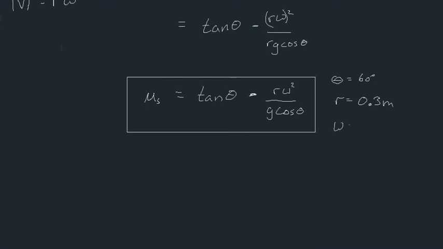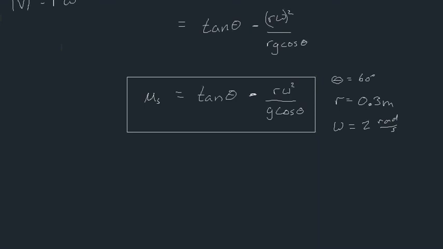Omega was 2 radians per second, which is a standard unit of measurement. What else? Well, is that it? Notice that our mass isn't involved here, so that's quite interesting because it proves that this problem would be the same regardless of whether the block was 10 kilograms or 1,000 kilograms.